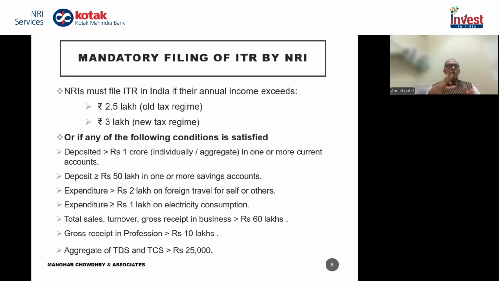And in case of non-residents, generally it would be the last item, that is aggregate of TDS and TCS exceeds 25,000 rupees. Let us take an example: you have interest on NRO account of 1 lakh rupees, and there is absolutely no other income. So 1 lakh is less than the threshold limit, both under the old regime as well as new regime. But the bank would have deducted 30,000 at source as TDS from that 1 lakh of NRO interest. Because that 30,000 TDS is exceeding 25,000 rupees, you still need to file a tax return mandatorily.